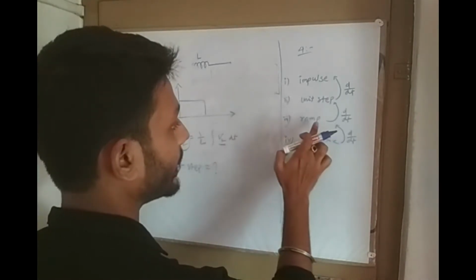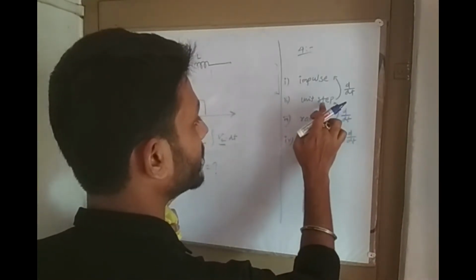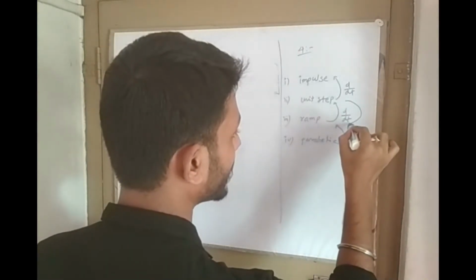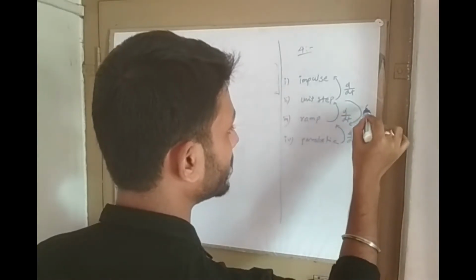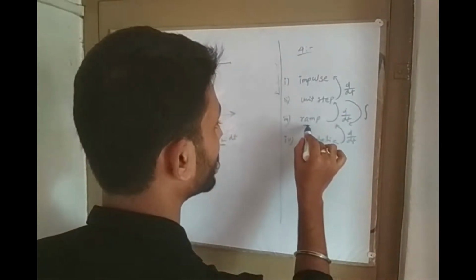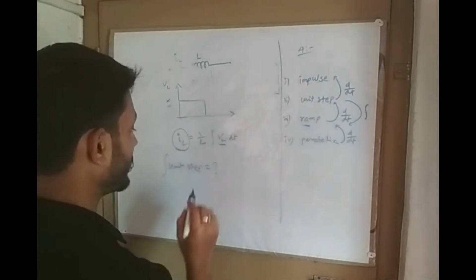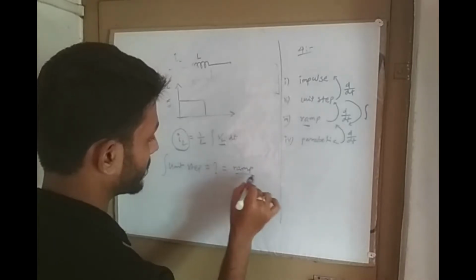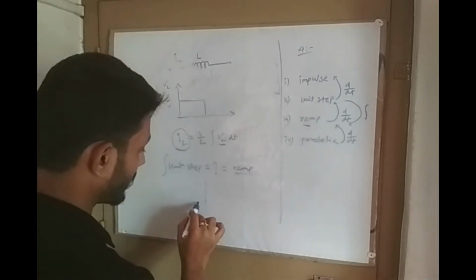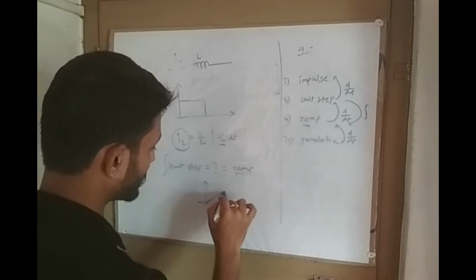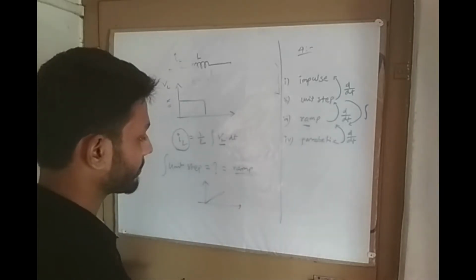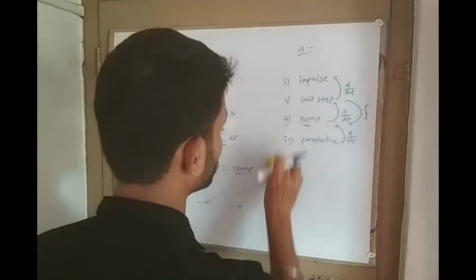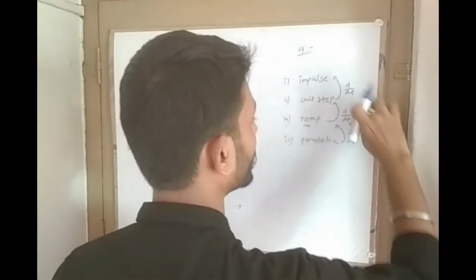Here see, derivative of ramp signal is unit step, so inversely we can say integration of unit step will become ramp signal. So the current wave shape will be of a ramp signal. It will be like this. So this is the common thing you can remember.